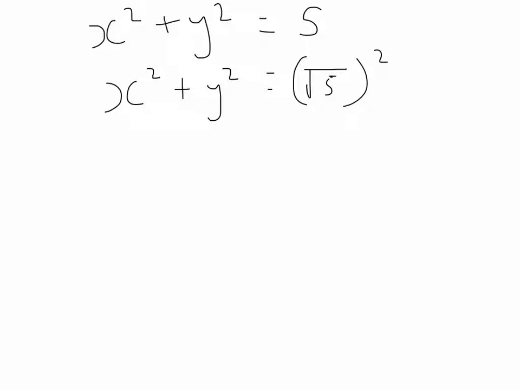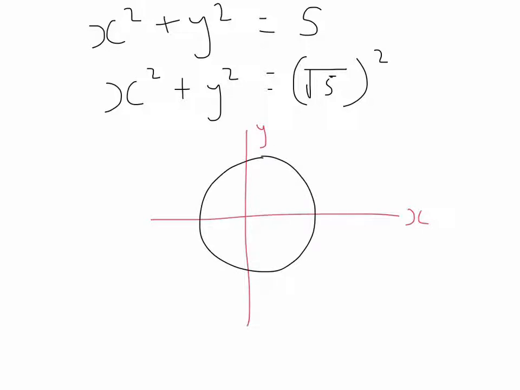Okay, so how do I draw that? Again, sketch my axes. In this form, the center of the circle is at 0, 0. And this time our radius is square root 5. So not 5, we need to turn it into index form where we have a square number. So square root 5 squared will give us a radius of square root 5.